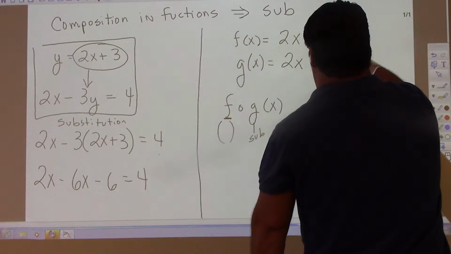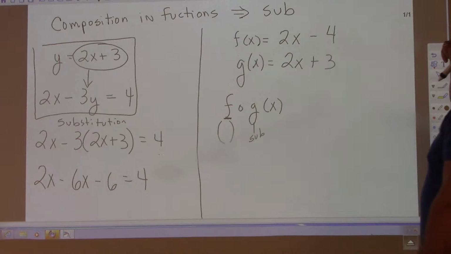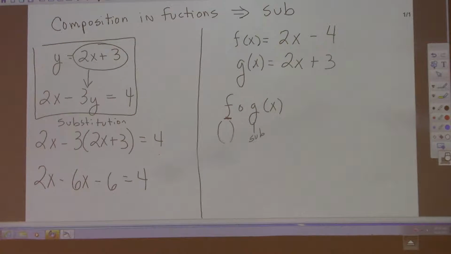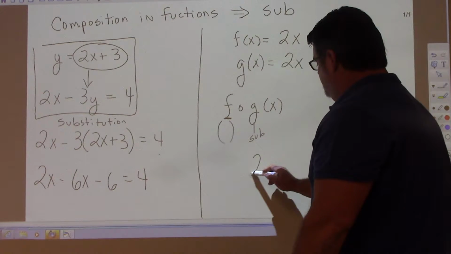2x, what do I have? 2x minus 4. There we go. So, I'm going to rewrite 2x minus 4.